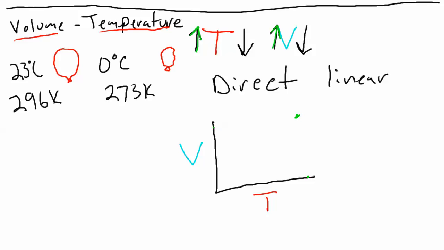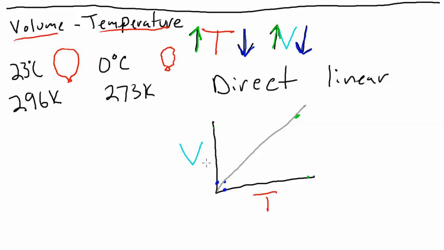And then temperature low, volume low. If the temperature is low, that would be a point, say, over here. And if the volume is low, that would be down here. So we're looking at a point like right here. And so what you get then is a line that goes like this.